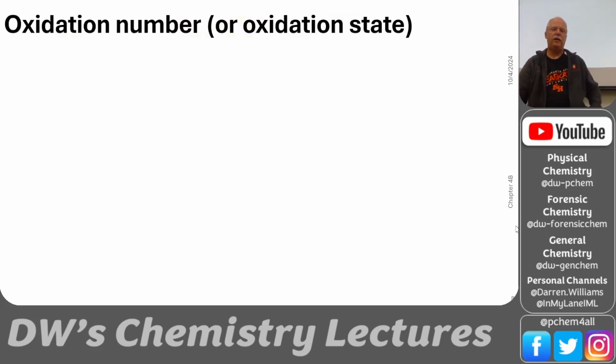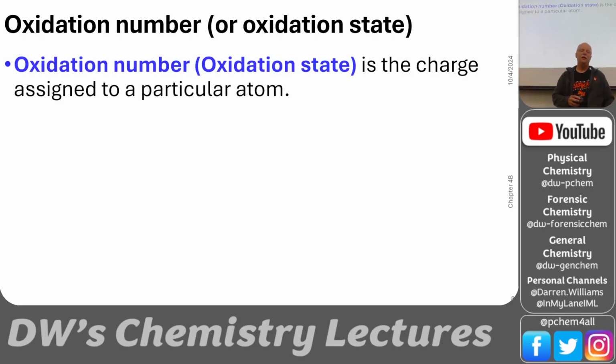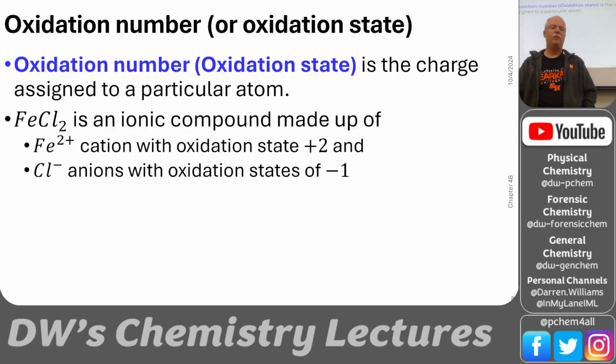All right, so now in order to keep track of these redox reactions, we talk about oxidation numbers or oxidation state. And so the oxidation number or oxidation state is the charge assigned to a particular atom. Now it's pretty easy for those previous ones for sodium. Sodium by itself has a 0 oxidation state, but then when it loses an electron, it becomes a sodium plus, a sodium cation. And so it would be an oxidation number of plus 1.